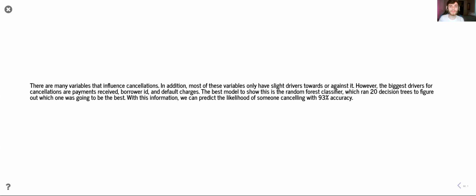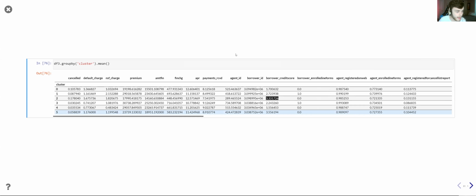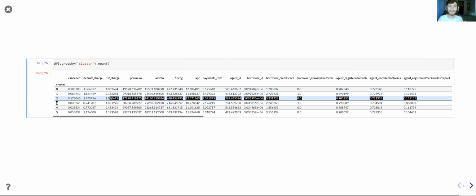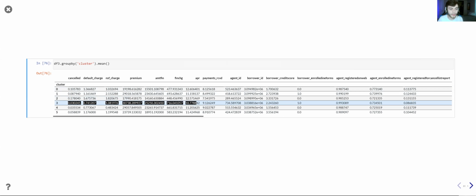All in all, there are different variables that we can be looking at, but if we can pay attention to those and try and have that payments received be above 8.5, we can look at the mean data on the clusters and say, okay, this group of people is the least likely to cancel. What does an ideal customer profile look like for us? They have finance charges that sit higher than any other group, amount financed that sits higher than any other group, and premiums that are higher than any other group. We can really look at this and ask what is going to be the best strategy moving forward based off of the different clusters that we can put our customers into.